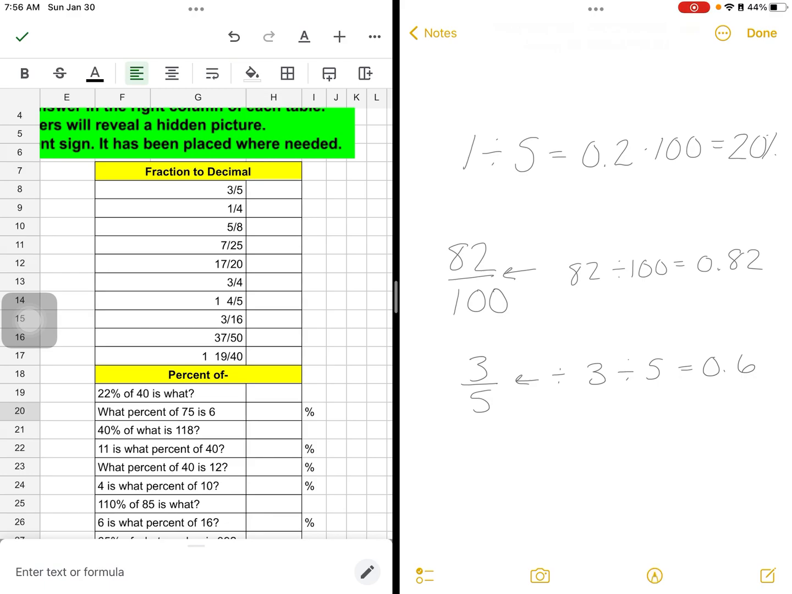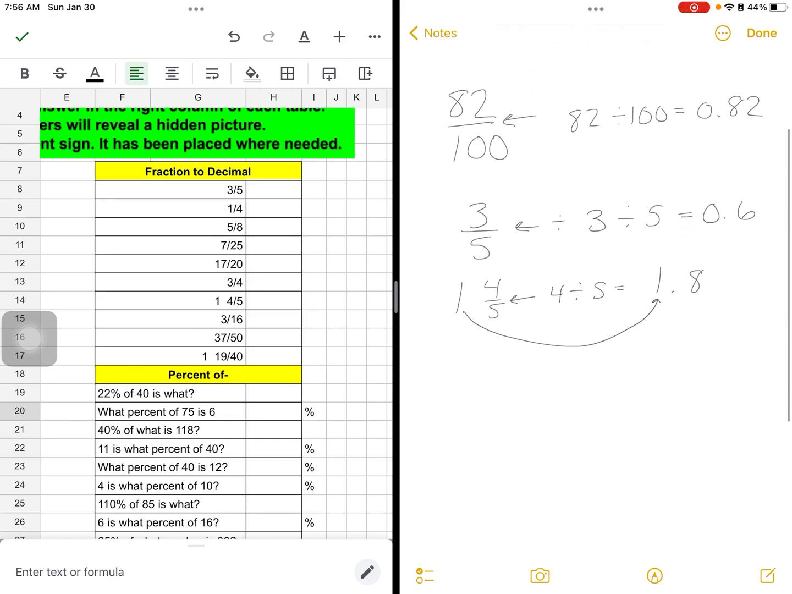If it is one like here where you've got a whole number in front of it, the 1 4/5, you're just going to change the fraction into a decimal by doing 4 divided by 5, and you get 0.8, and then you just bring the 1 along, and that would go in front of it. So it would be 1.8.